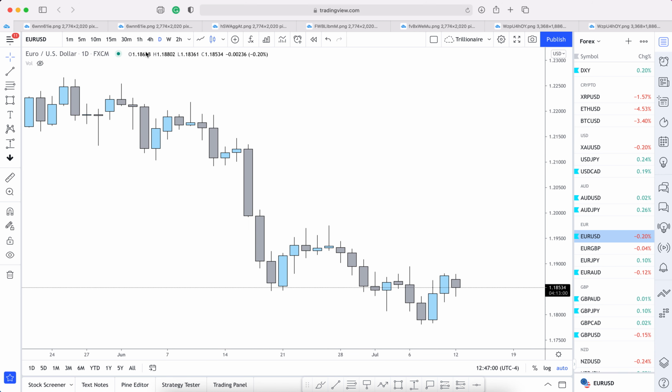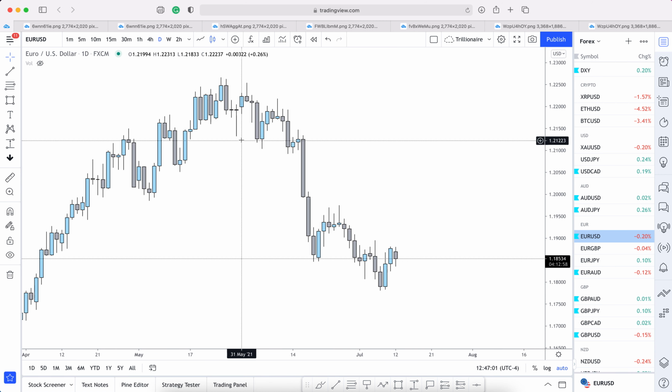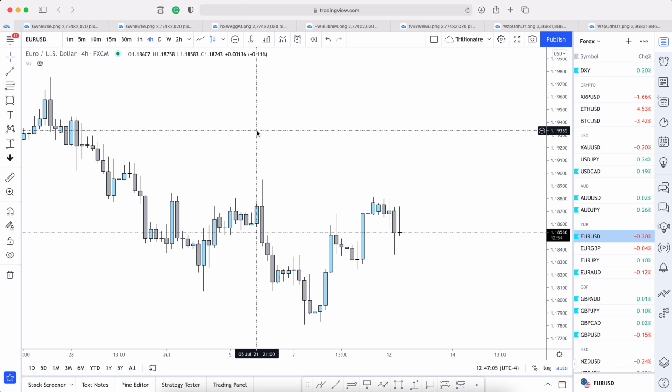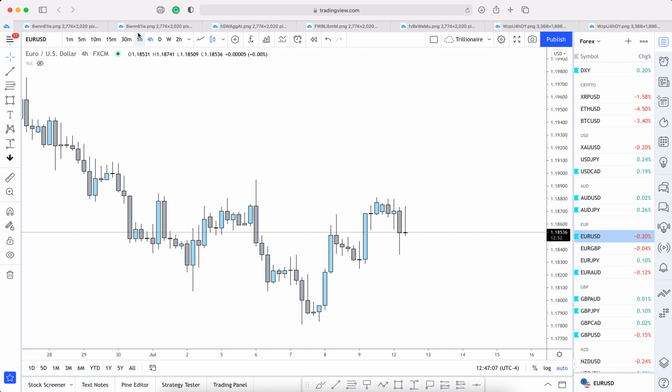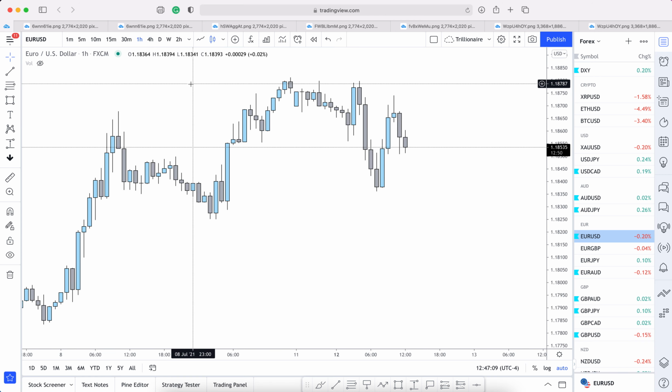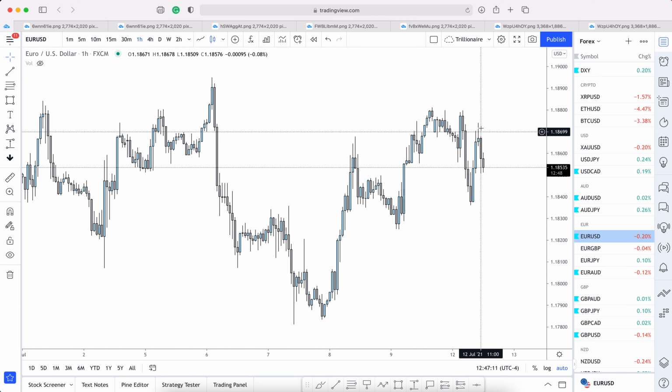We can see in this area, price is giving us lower lows, lower highs, lower lows, lower highs. We know that price is pushing to the downside, and it may just be for a short period of time, but it doesn't really matter. We know price is pushing to the downside.